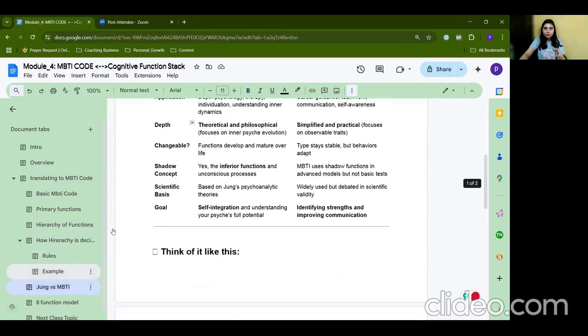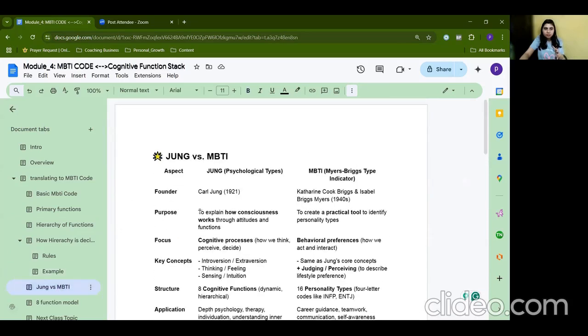Now we would do a quick comparison between Jung's theory and MBTI. All right. So now Jung's psychological types was created by Carl Jung. Whereas MBTI was created by Katharine Cook Briggs and Isabel Briggs Myers. They were a mother-daughter duo. Now MBTI is based on Carl Jung's work. Carl Jung's theory is the original theory. MBTI is based on it.